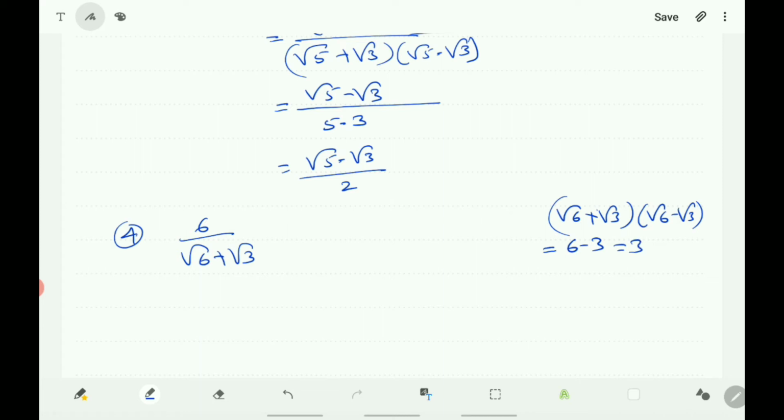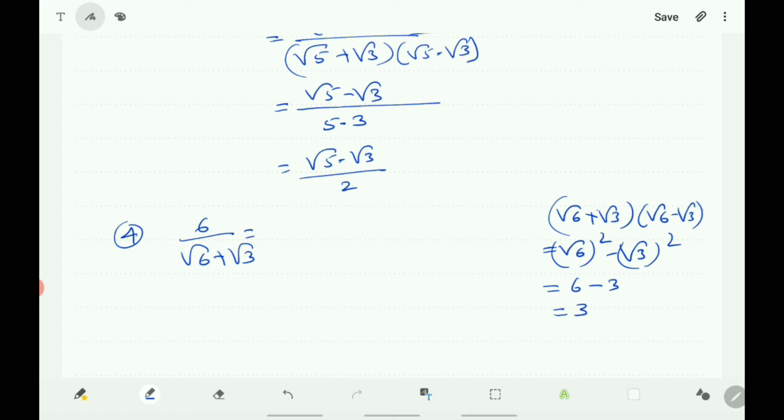And why is that? This is in the form of a plus b into a minus b. So it becomes root 6 the whole square minus root 3 the whole square, which is nothing but 6 minus 3. Root 6 the whole square is 6, and root 3 the whole square is 3. So you will get 6 minus 3 is equal to 3.